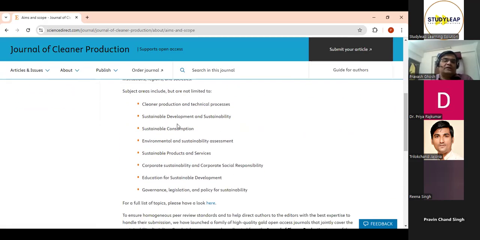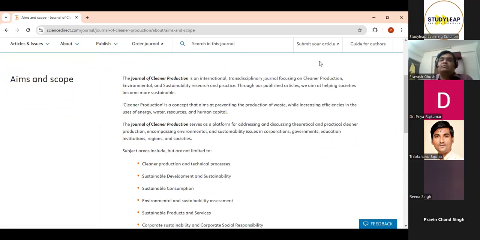This is also my area actually. So Journal of Cleaner Production is an international, transdisciplinary journal focusing on cleaner production, environmental and sustainability research and practice. The opening sentence tells us whether you should publish with this or not, right?